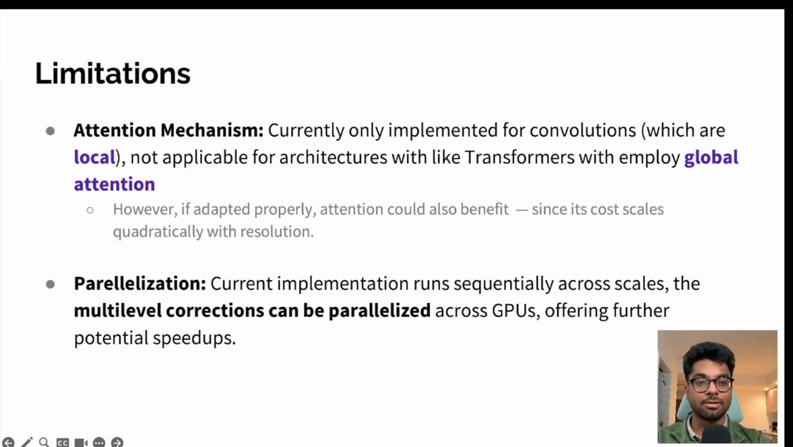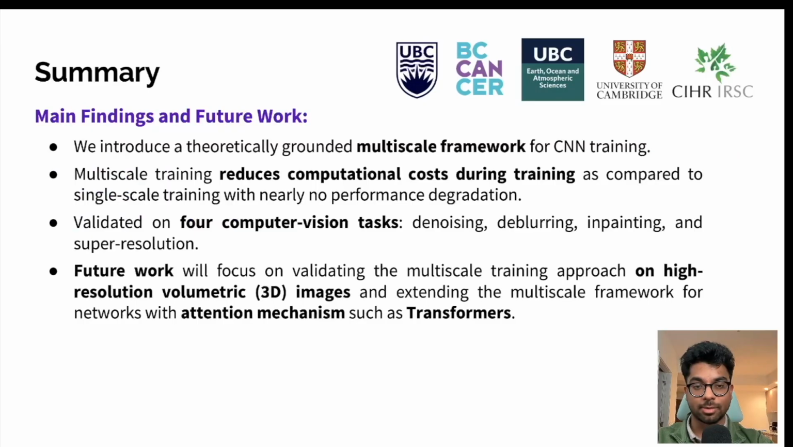So in summary, we introduced a theoretically grounded framework for the multiscale training of convolutional networks. Our multiscale training significantly reduces computational costs as compared to single-scale training, and we empirically validated this on several canonical computer vision tasks. Future work will include validating a multiscale approach to high-resolution volumetric 3D images and also extending this multiscale framework for attention-based networks.